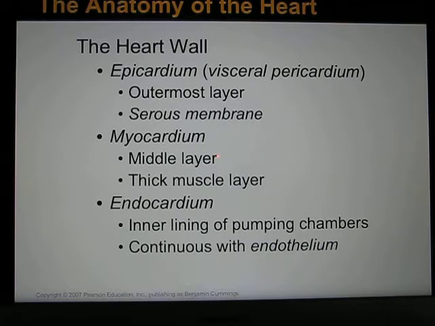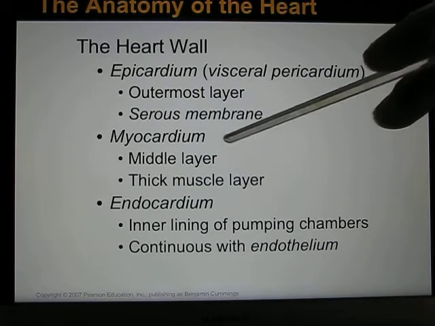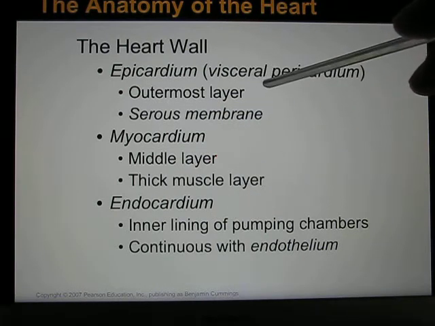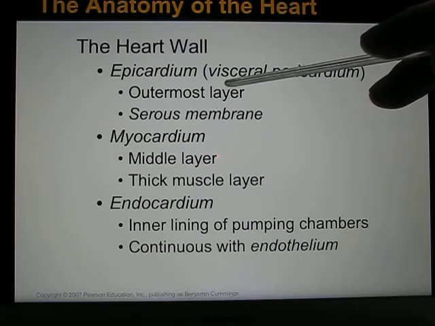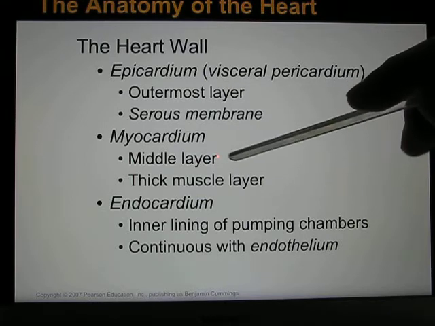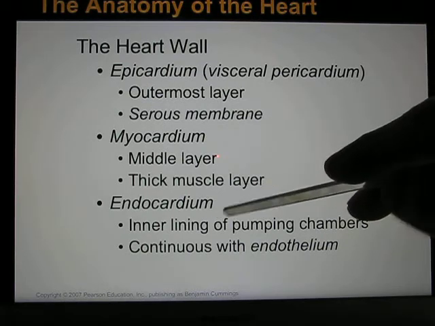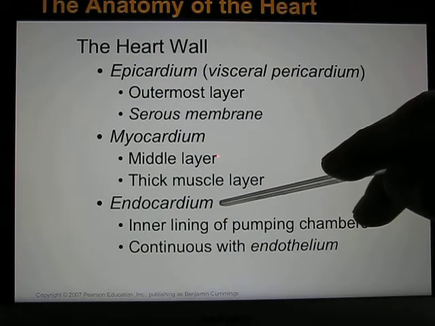The heart muscle can be divided into 3 layers: epicardium, myocardium, and endocardium. The epicardium is the outside layer, and the myocardium is the big heart muscle layer. When your heart contracts, it's this layer. And the endocardium is the inner layer, and it touches the blood.